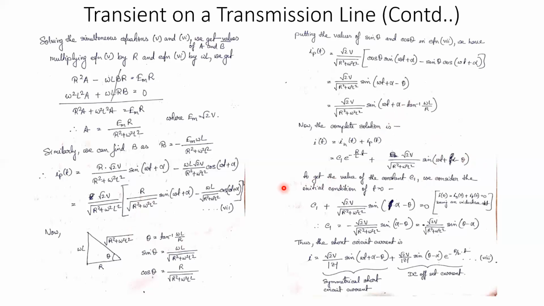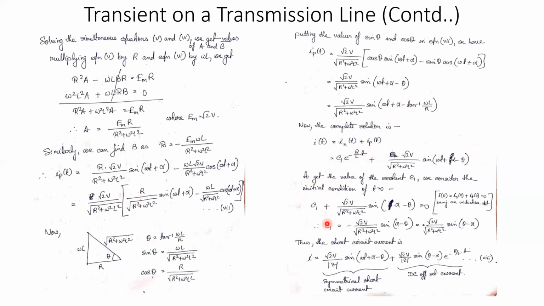To get the value of the constant C1, we can consider the initial condition. The fault has occurred at the initial condition of t is equal to 0. To get the value of C1, we put t is equal to 0 in this equation. So obviously, e to the power minus R by L into t, here t is equal to 0.